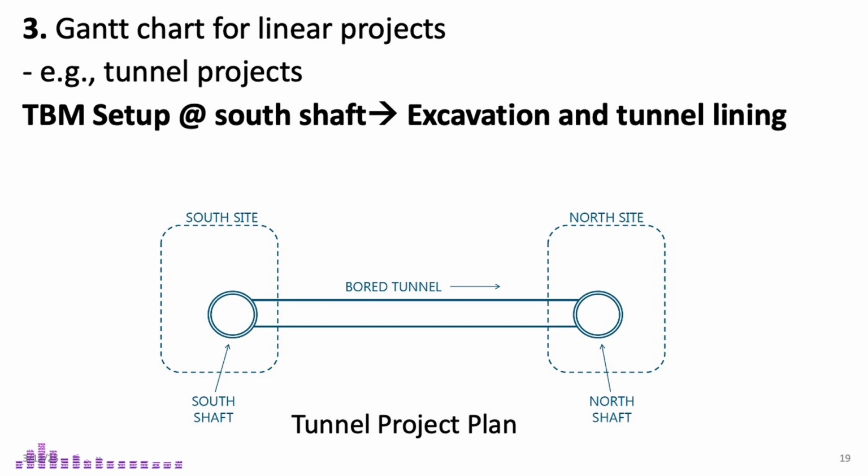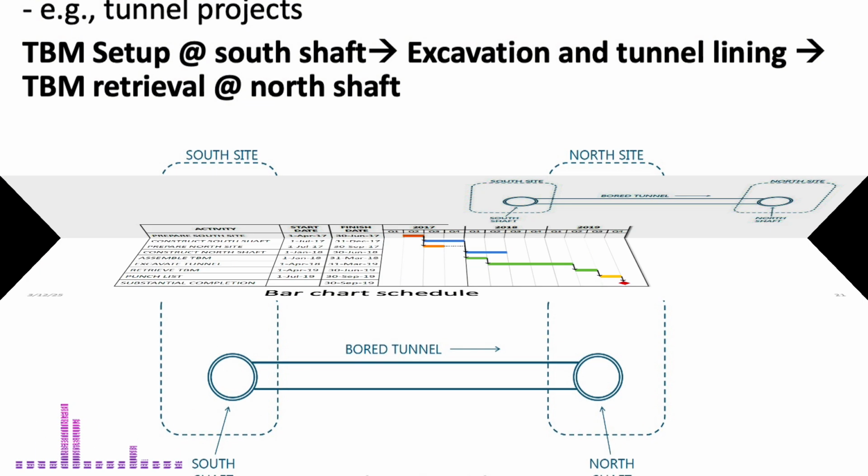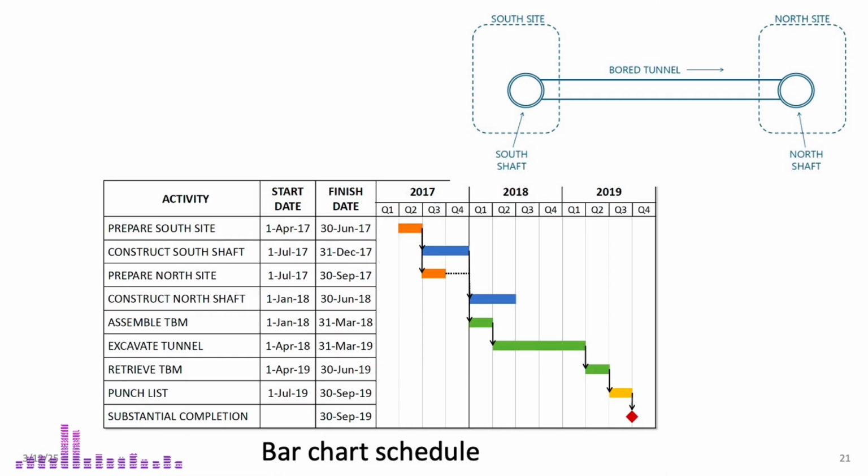The TBM then continues forward, repeating this process, excavation, soil removal and lining, until it reaches the endpoint. Finally, we have TBM retrieval. Once the tunnel is complete, the TBM is disassembled at the exit shaft and lifted out piece by piece. In some cases, if retrieval isn't feasible, the TBM may be left underground in a specially designed chamber. And that's the complete sequence of tunnel construction using a TBM. Here's an example bar chart schedule for a tunnel project.